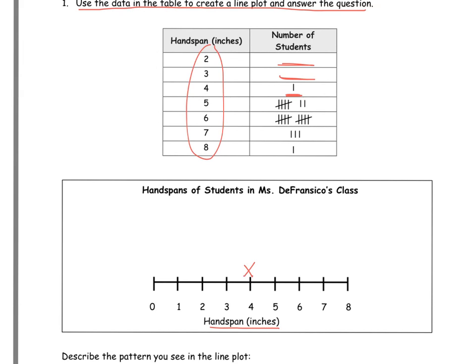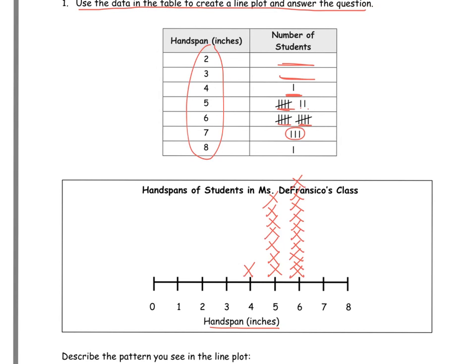So I'm going to put an X. For 5 it looks like I have 5, 6, 7. I'm going to try to keep them out of going into the title, but it looks like I'm going to run out of room. For 6 it's a group of 5 and a second group of 5, and I know that that's 10. 3, 4, 5, 6, 7, 8, 9, 10.